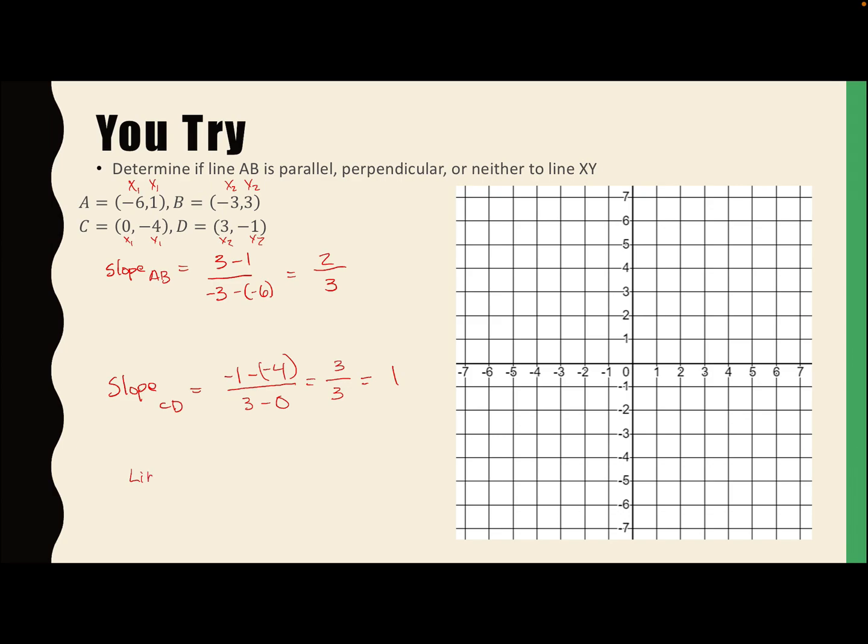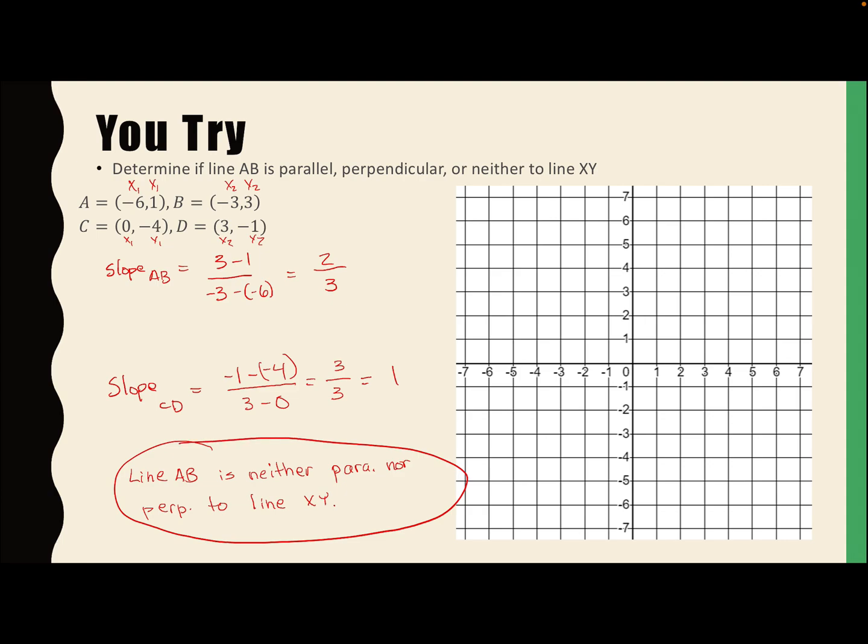So we would say line AB is neither, we're going to abbreviate, parallel nor perpendicular to line XY. That's how we would answer this statement. Line AB is neither parallel nor perpendicular to XY. Now, again, if you want to, you can graph.